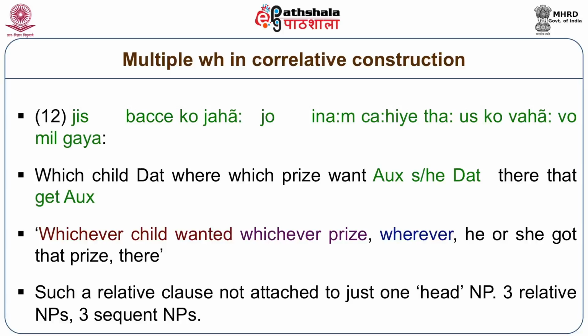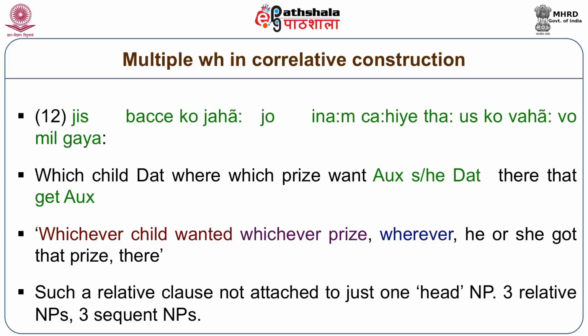It's a correlative structure where the construction begins with a relative clause, in this case a clause containing 3 relative phrases, whichever child, whichever prize and wherever, and this is followed by a sequent clause which contains 3 sequent phrases that pick up the reference of the relative phrases. So corresponding to the relatives, whichever child, whichever prize and wherever, you have the sequent phrases that go he or she, that prize, there.